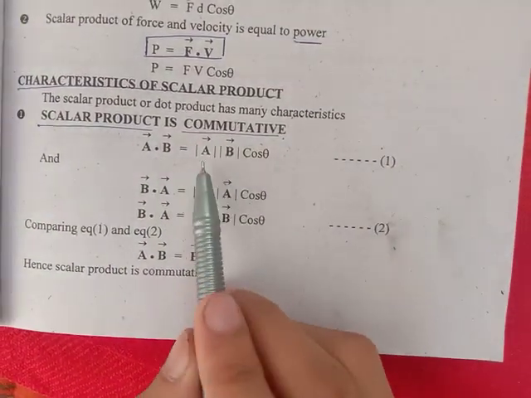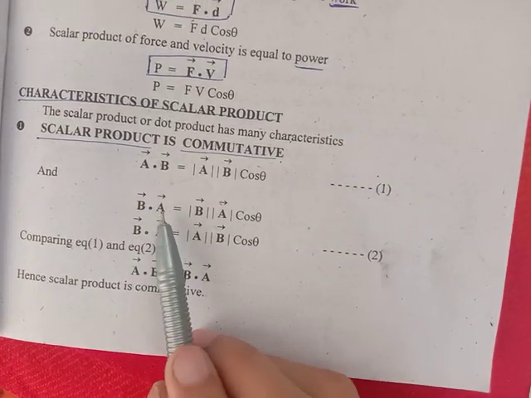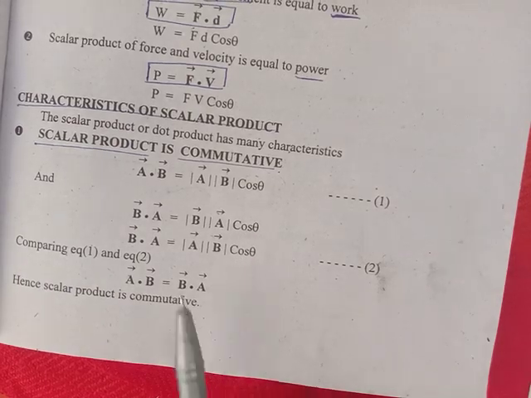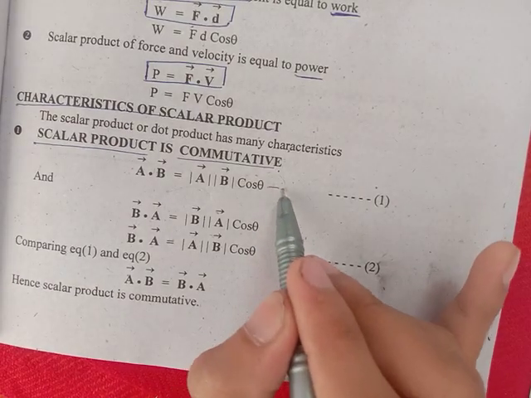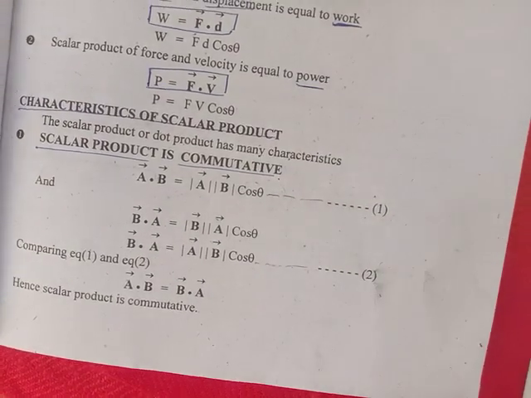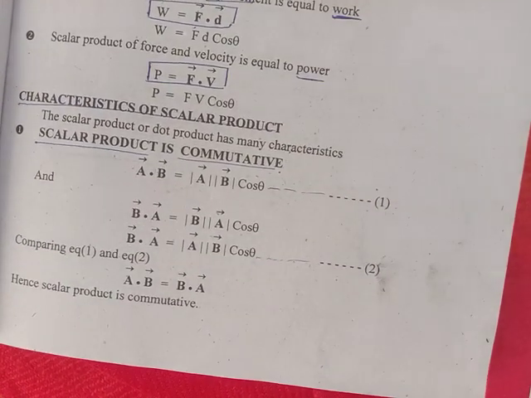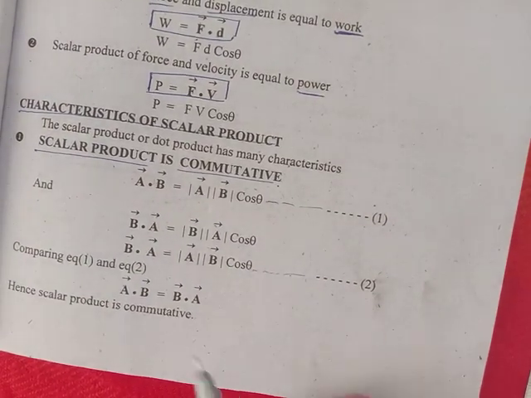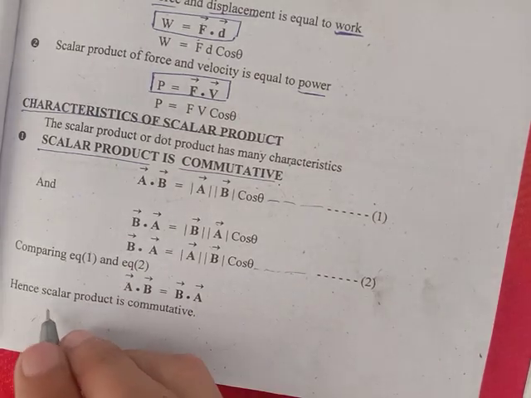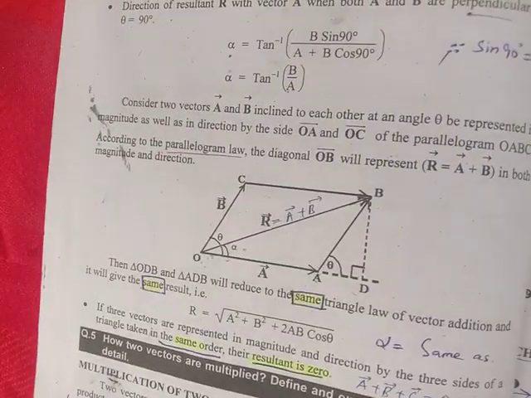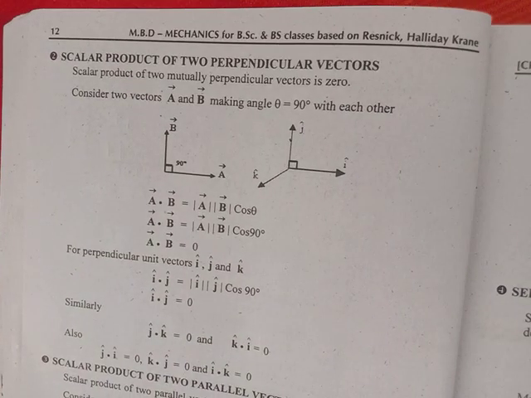A dot b is equal to magnitude of a, magnitude of b, cos theta, and b dot a is also equal to magnitude of b, magnitude of a, cos theta. So this is the first equation and this is the second equation. By comparing first and second, we obtain a dot b is equal to b dot a, where a and b are vectors. So hence scalar product is commutative. It is the first property, commutative law. It means that scalar product obeys the commutative law.